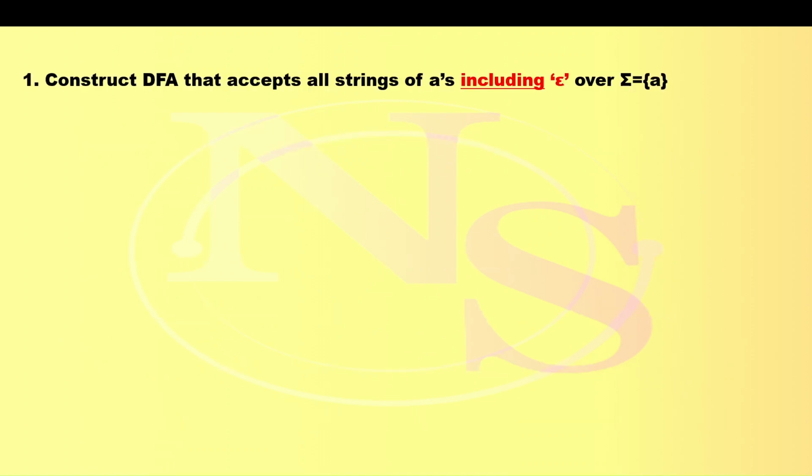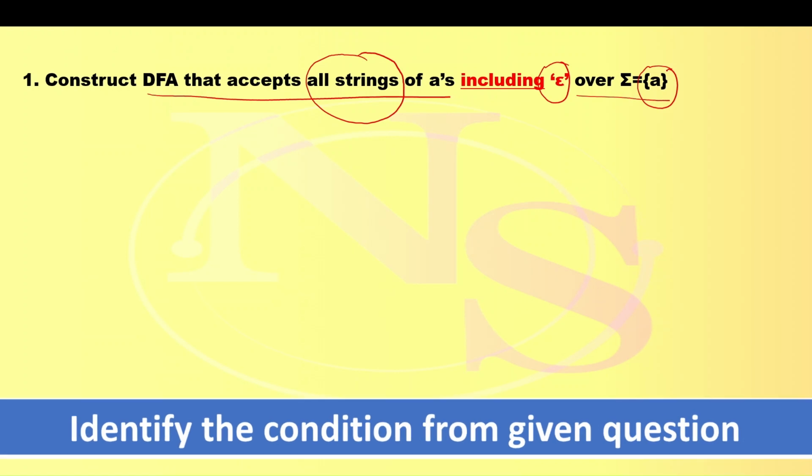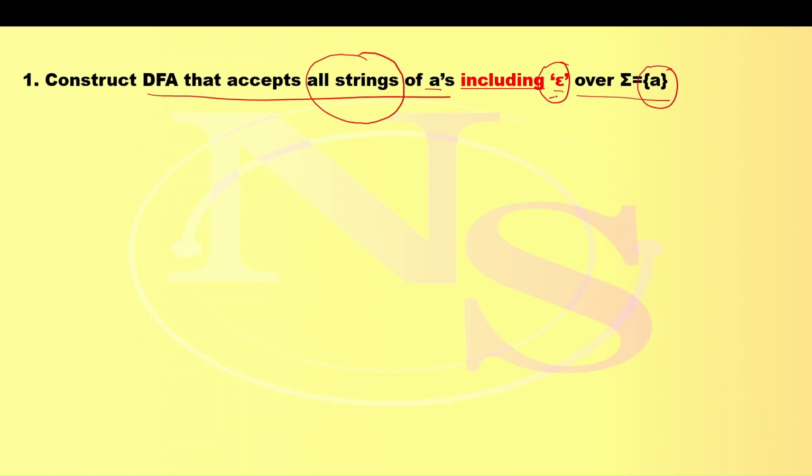First example: design a DFA that accepts all strings of A's including epsilon over sigma A. Here, over sigma A, it means all these strings should contain only one symbol, A. Then identify the condition from the question. The condition is that the DFA should accept all strings of A's plus epsilon.